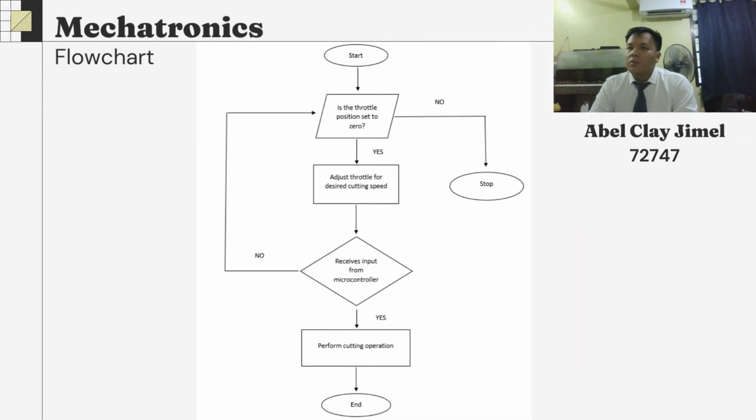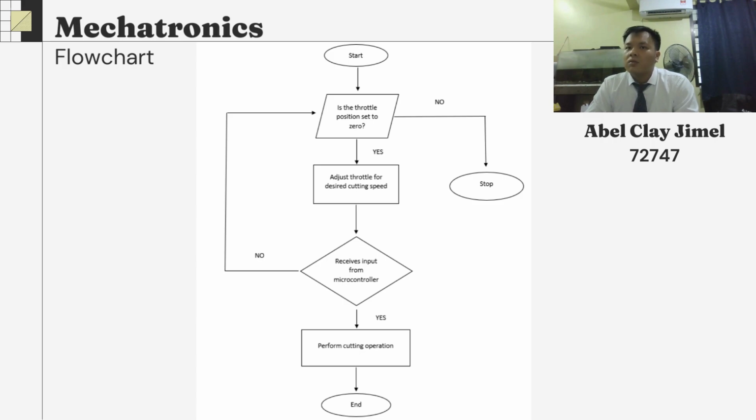So this is the flowchart for our project. I will explain the working principle of our electric pump cutter tool. Due to the safety mechanism in a cutting tool, the throttle must be at the 0 position when the system is turned on. Otherwise, the cutting tool will not work. If the throttle is set to 0, the ESC will begin functioning.